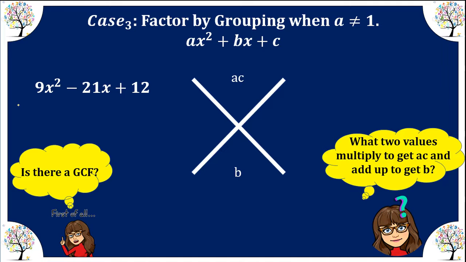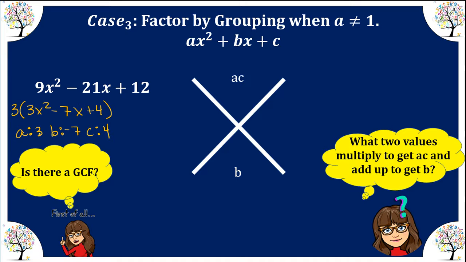There is a GCF. I can factor out a 3. We have 3x squared minus 7x plus 4. Our a value is 3. Our b value is negative 7. And our c value is 4.